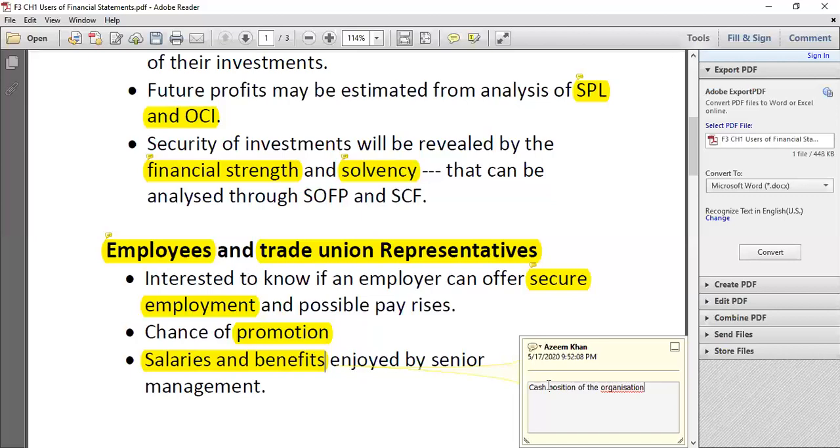If the organization's scope of activity is not increasing, it is a hint for the employee that there may be less chance of promotion in a short period of time. Clear or not? Yes.